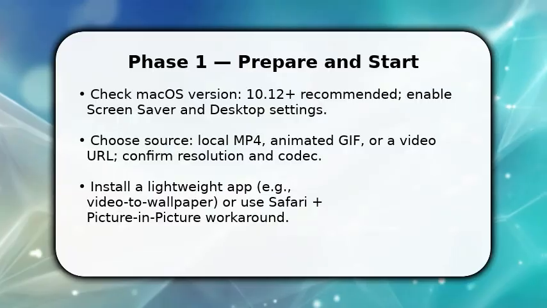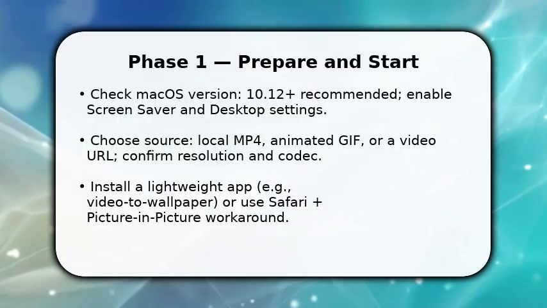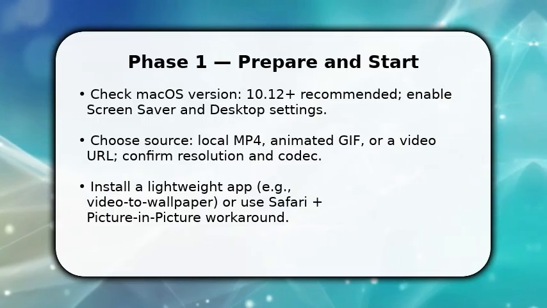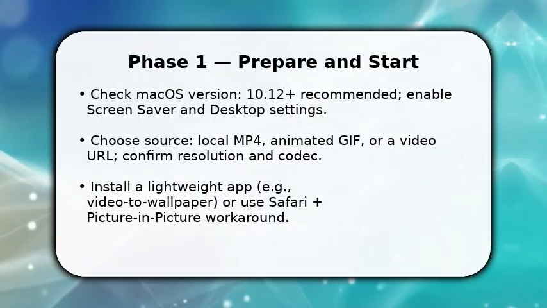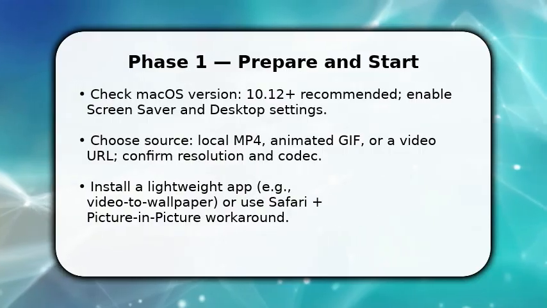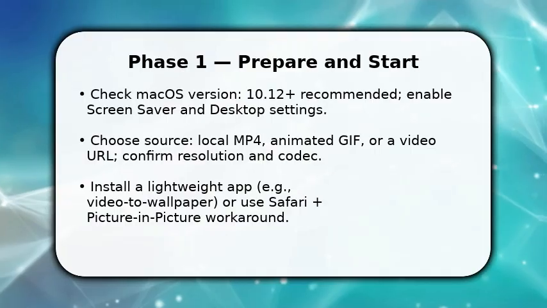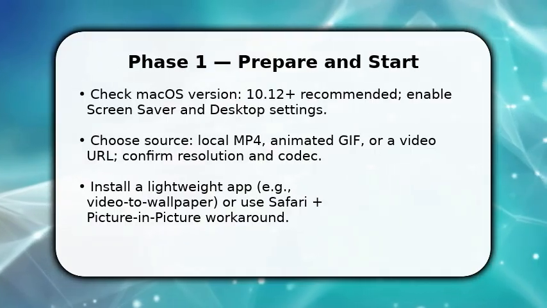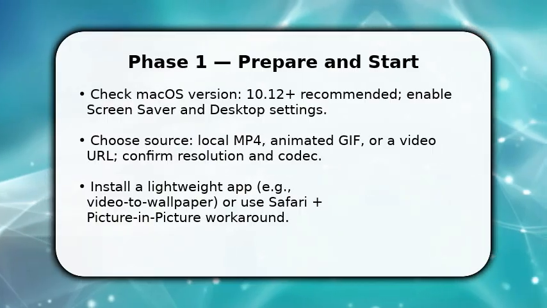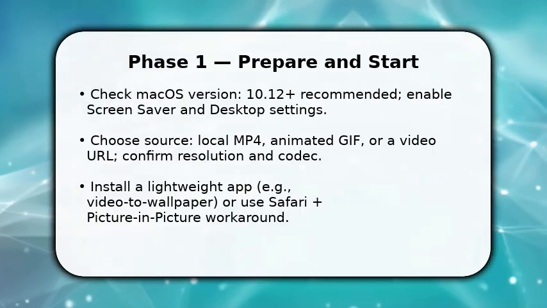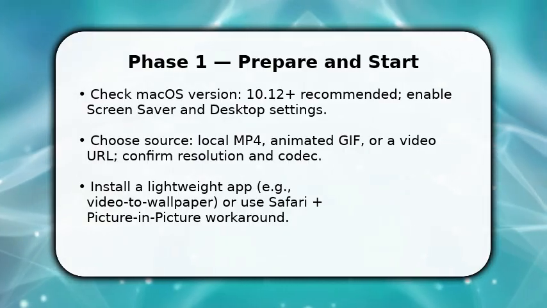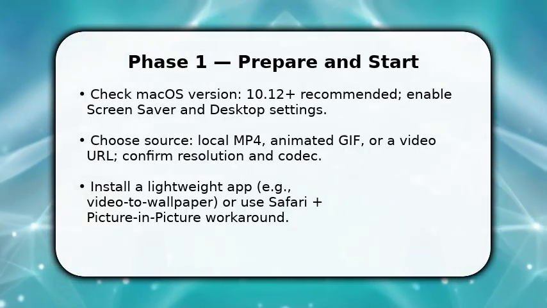You start by confirming your Mac OS version and available video file. Do that now. Next, pick the simplest source, an MP4 or GIF, because compatibility matters. Install a dedicated wallpaper app or plan to use Safari with picture-in-picture for a quick workaround. The app is more stable, while the PiP route is immediate. Once installed or queued, grant the app desktop permissions in System Settings so it can run. This prevents later permission errors and keeps playback smooth.